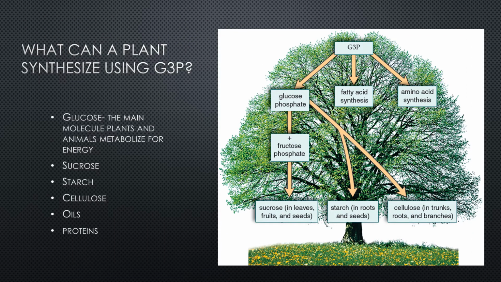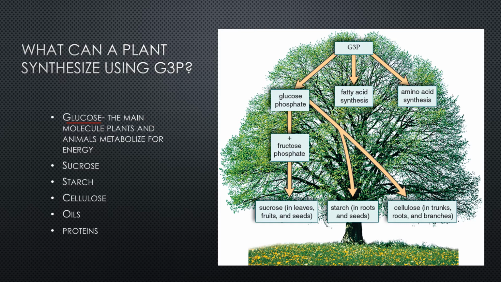So our end product of the Calvin cycle is G3P, and we did mention that it is mostly used to produce glucose, but it can be used to produce all kinds of things throughout the plant. So glucose would be the main molecule that we want to produce because plants and animals metabolize that for energy. So basically it stores a lot of energy. So the plant makes enough for itself. It usually makes enough to store. And then, of course, animals eating those plants also benefit from that as well.